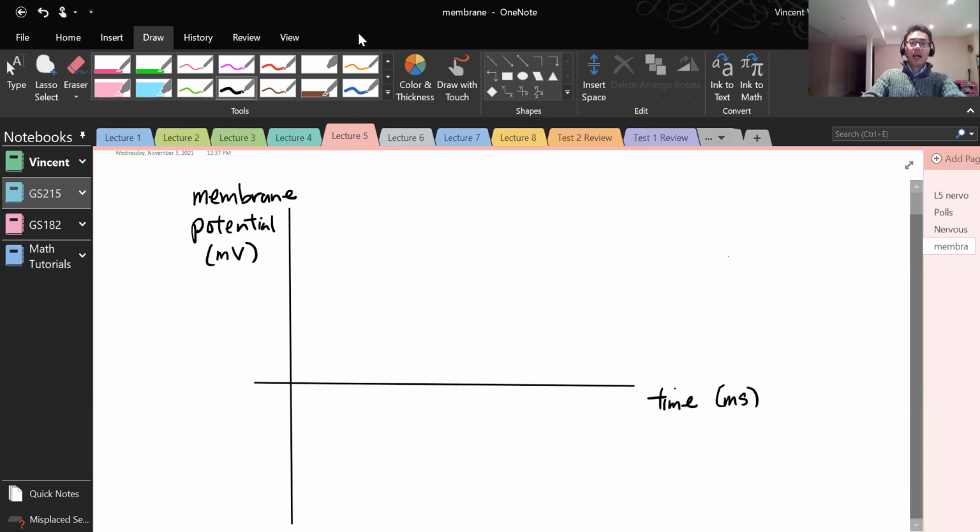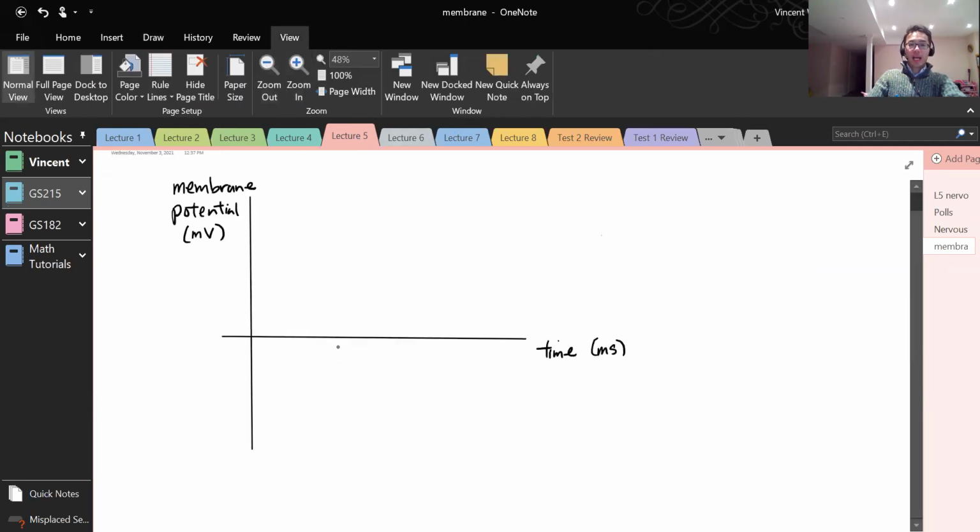Okay. So we are at rest right now. We're not doing anything. What number should we begin at on the y-axis? If you're thinking about -70, then you are absolutely correct. I'm going to write it right here. This is of course not to scale. So that's where we're going to be starting.